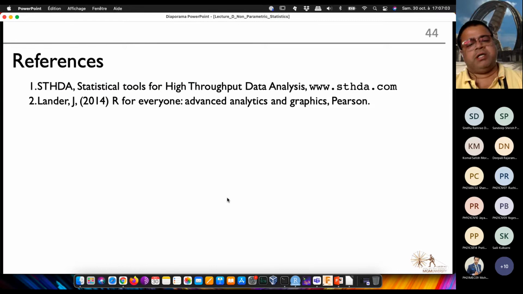So these are the references. There is this website called STHDA, the Statistical Tools for High Throughput Data Analysis, sthda.com, and Jared Lander. So this is the book which is available. This book is available on Kindle, as well as for purchase. I believe that this book is good, and you can use it on Kindle actually. No need to go for the hard copy book, but this is how it is. So that's all for today, for understanding the statistics with R.